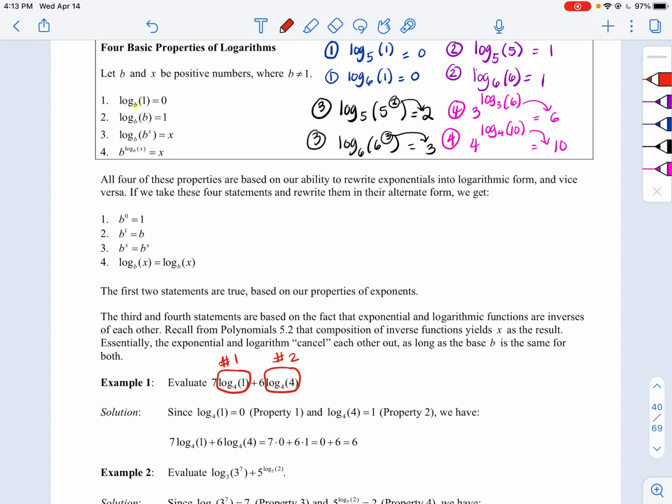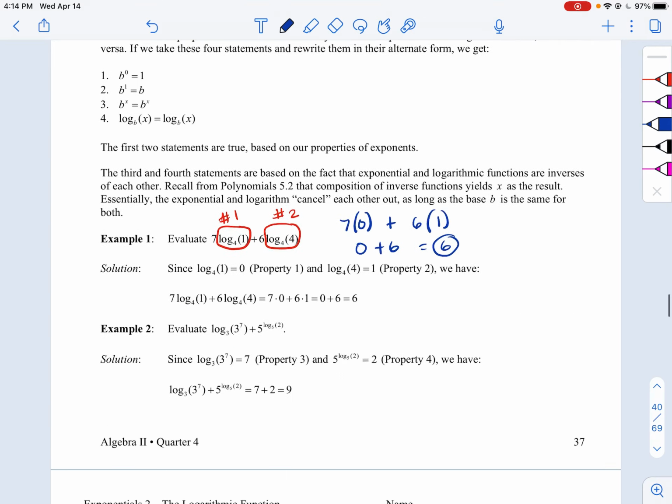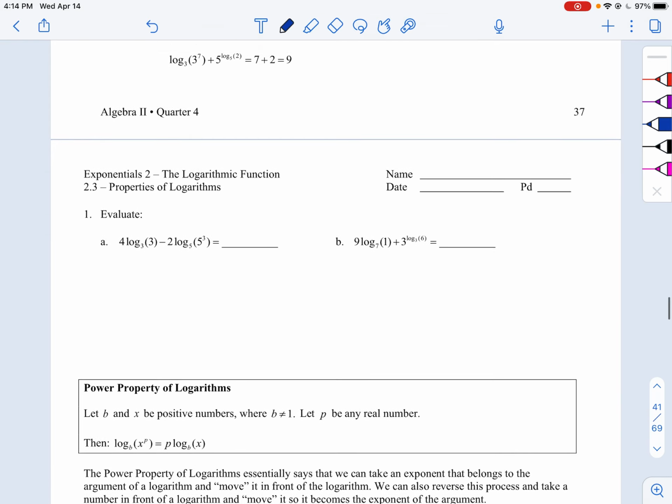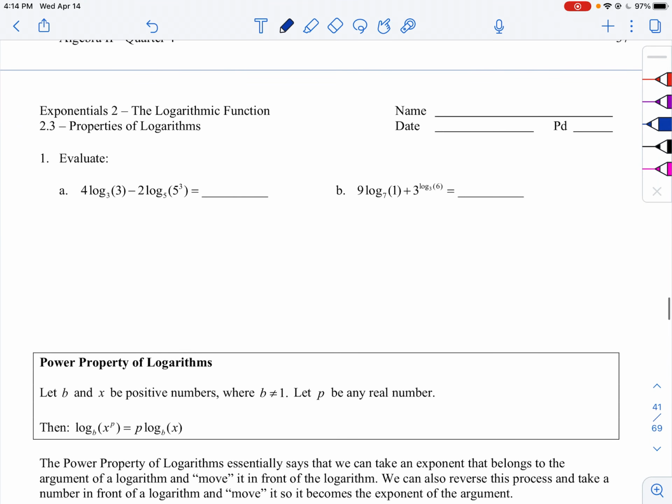So I have 7 times rule number 1, that is 0, plus 6. Rule number 2 is equal to 1. So this is just 0 plus 6. So the answer to this problem is just 6. Okay? Not that bad, right? Okay, moving on. Let's try to evaluate number 1 over here.